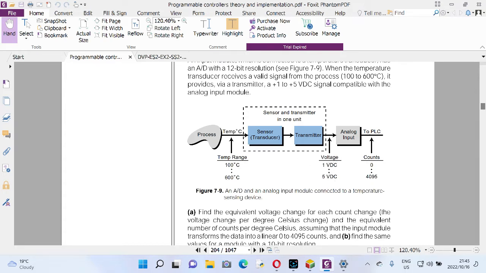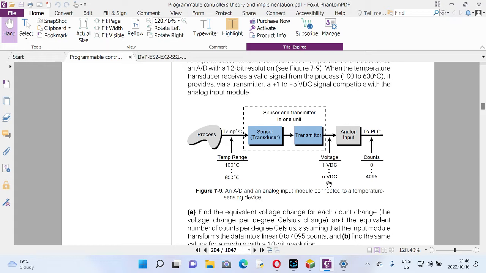And then this 1 to 5 volts is a signal that is understood by the analog card that you have on the PLC. You configure your analog card on the PLC, something that gives you 4 to 20 milliamp. So this 4 to 20 milliamp, you wire it on your PLC analog input. So what does this mean? It means 100 degrees Celsius is proportional to 1 volt. 600 degrees Celsius is proportional to 5 volts.